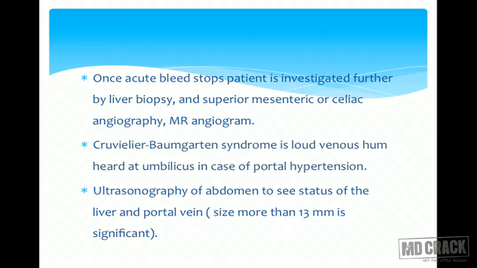Cruveilhier-Baumgarten syndrome is a loud venous hum heard at the umbilicus in case of portal hypertension. So whenever there is collateral formation between portosystemic collaterals at the umbilicus, there will be Cruveilhier-Baumgarten syndrome. Ultrasonography of the abdomen is done in cases of esophageal varices to look at the liver and portal vein. A size of more than 13 mm is quite significant for bleeding to occur.